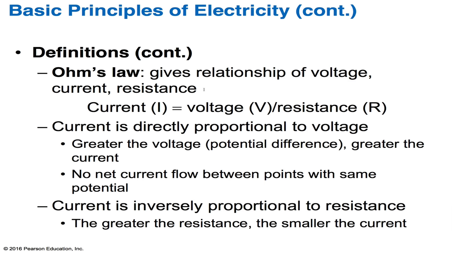Ohm's law essentially states that current is equal to voltage divided by resistance. This tells us that current is directly proportional to voltage, which means that the greater the voltage, or the potential difference, the greater the current. It also tells us that there is no current flow between points that have the same potential. Ohm's law also tells us that the current is inversely proportional to resistance, which means the greater the resistance, the smaller the current.